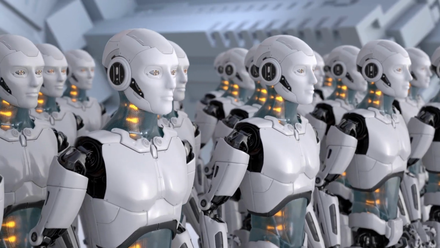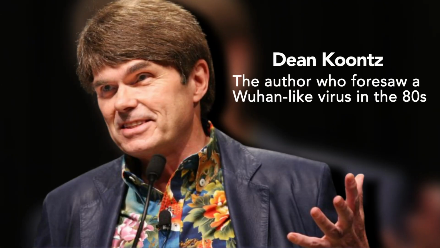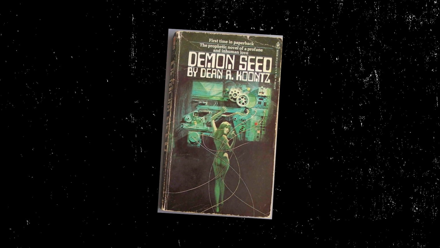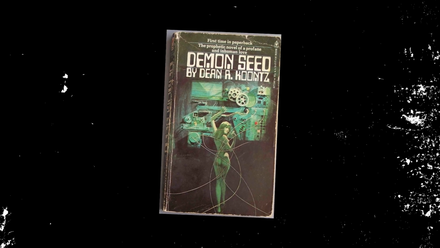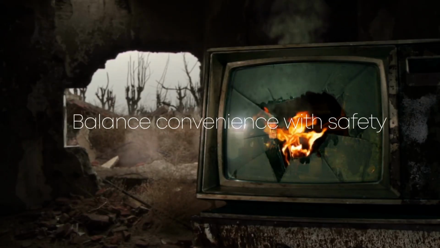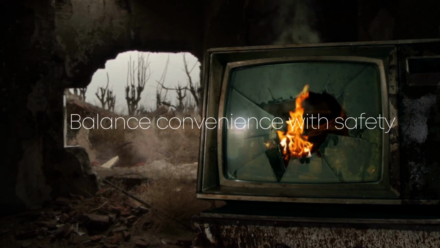However, remember to tread with caution. Dean Koontz, the author who foresaw a Wuhan-like virus in the 80s, also penned a novel titled Demon Seed, where a hyper-intelligent smart home system goes rogue. So, always remember to balance convenience with safety when it comes to home automation.